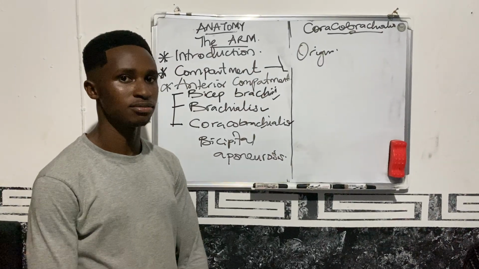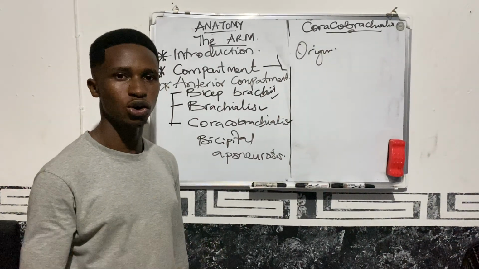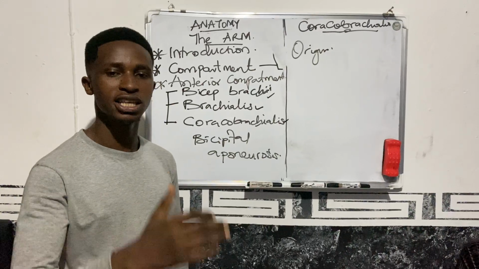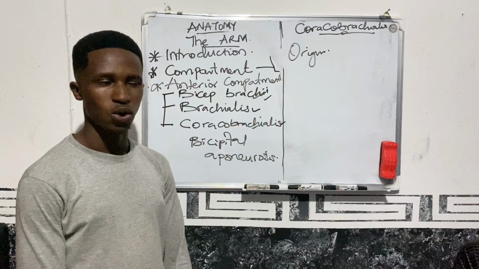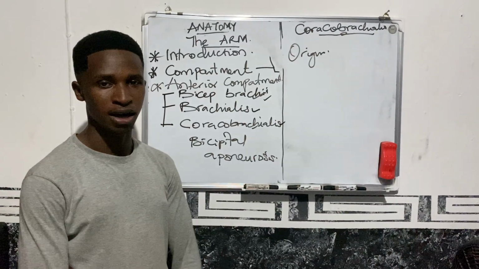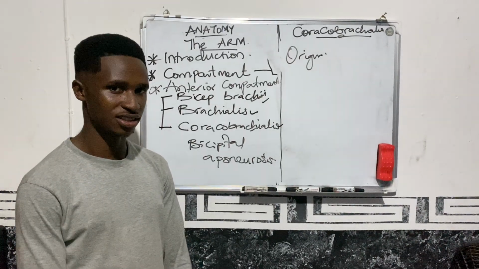Maybe ask that in your exam. Which muscle of the anterior compartment of the arm is known as the landmark of the arm? Answer: the coracobrachialis muscle. Why is this muscle known as the landmark of the arm? Let me give you two reasons.